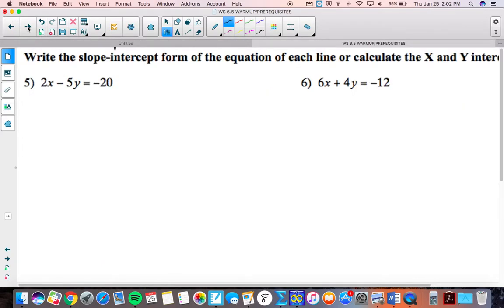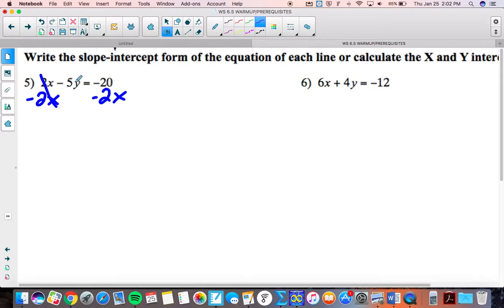Next idea, write the slope-intercept form of the equation of a line or calculate the x and y intercepts. I'm going to encourage you to solve for y. Most students prefer to use that method, and I think it'll work better here. But if you are very good at getting the x and y intercepts and you want to do that, you could, it's just there is a hiccup that can happen.